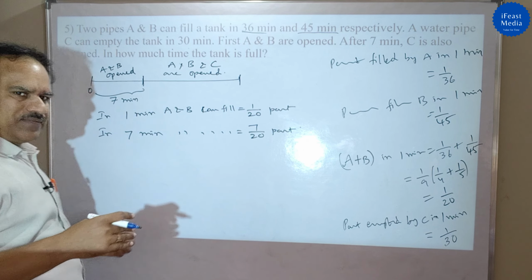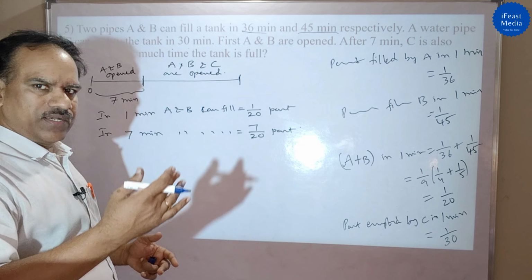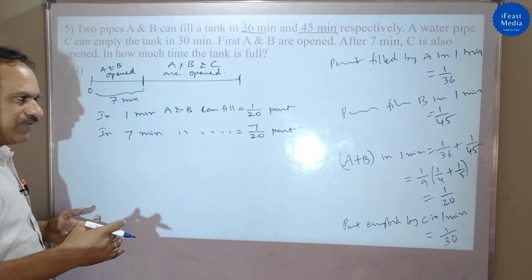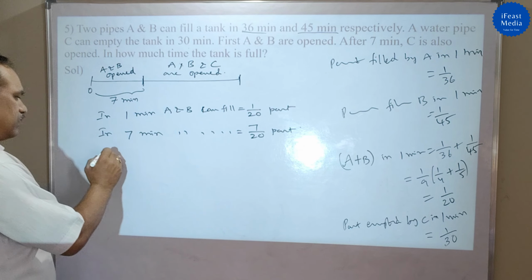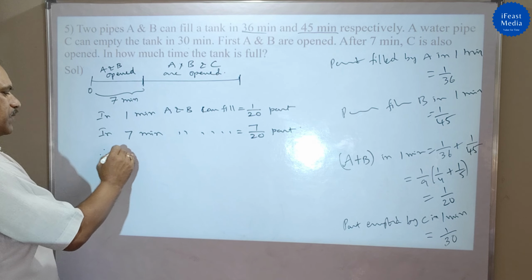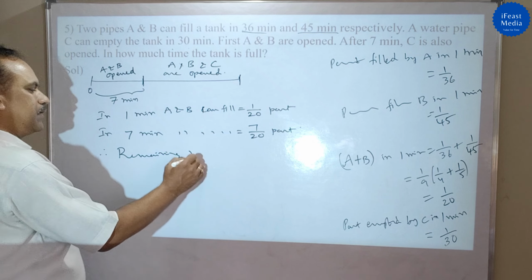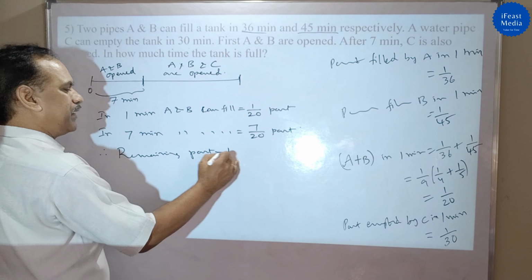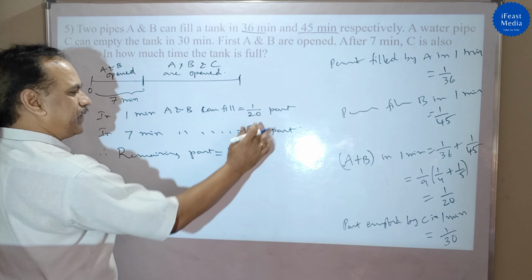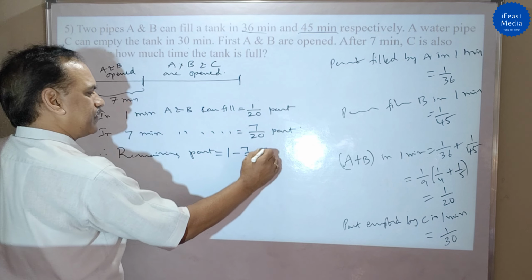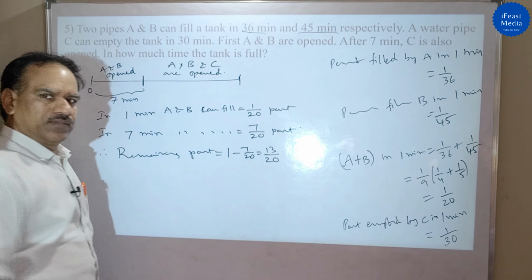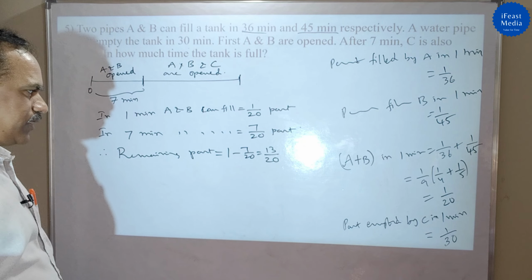So what is the total size of the tank? Total work done is 1. Just like the total size of the tank is always taken as 1. So therefore remaining part is 1 minus part filled by A and B, 7 by 20. It is 13 by 20. So the remaining part is 13 by 20.